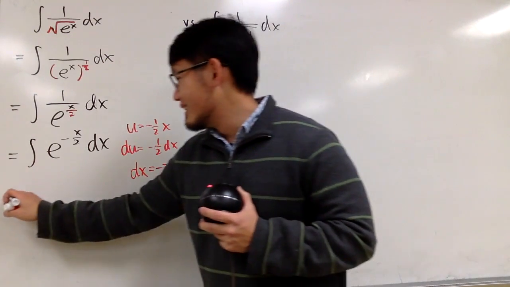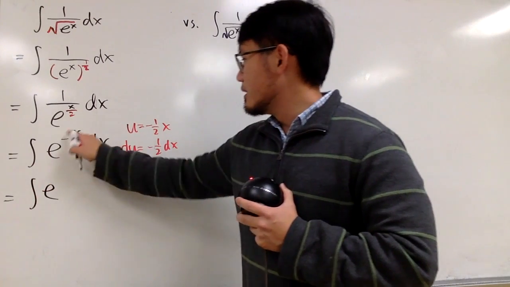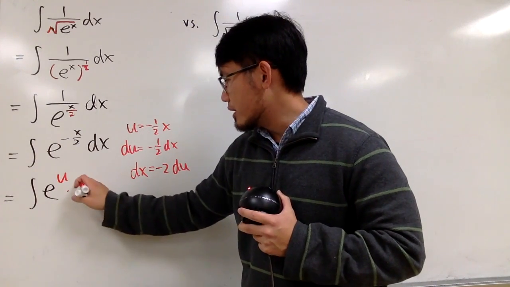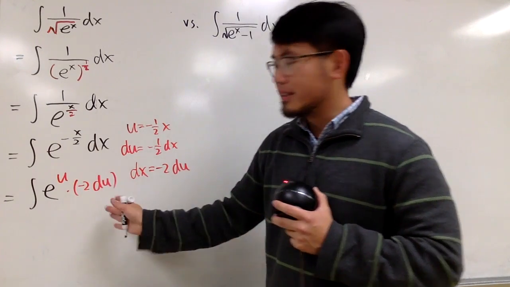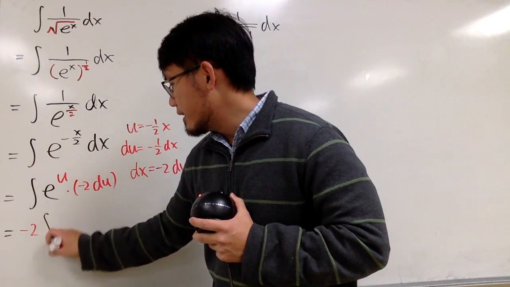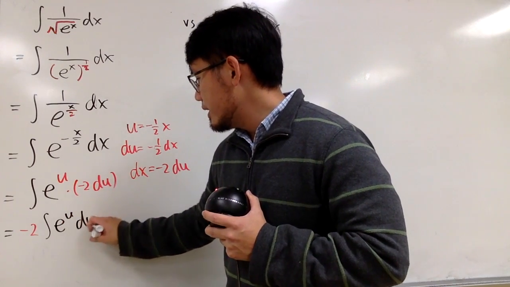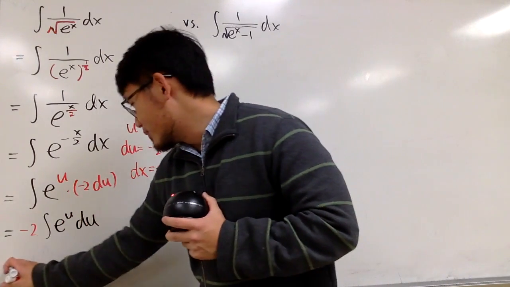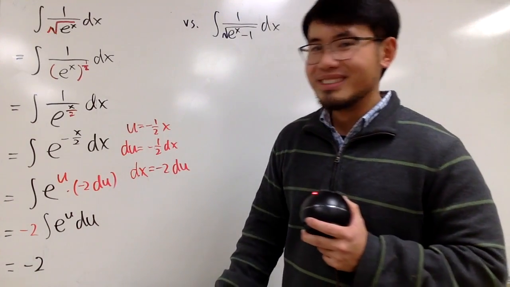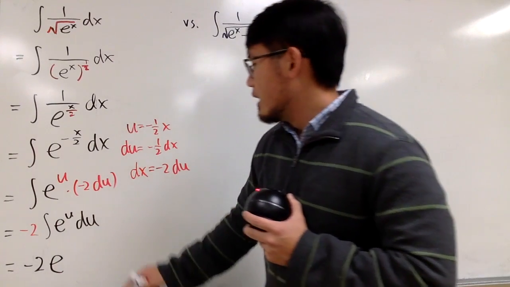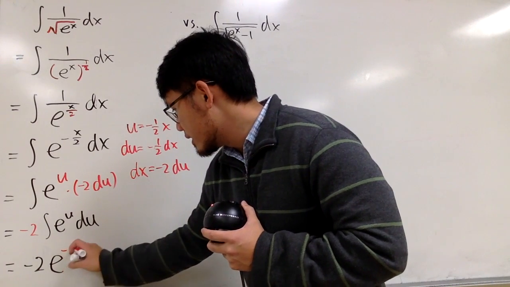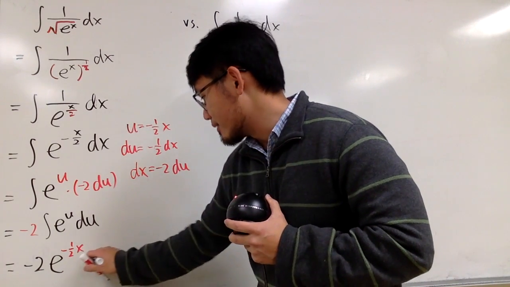And now this right here is the integral of e to the u, this is my u, and dx is that, and this is a multiplication, negative 2 du, like this. And we can clean things up a little bit more. We can put the negative 2 in the front, and then the integral of e to the u du. And then we can just go ahead and do this. This is negative 2, and the integral of e to the u is still e to the u. So we can just put this down as e to the u, and let me write it down as negative 1/2 x. And we're done. Put plus c.